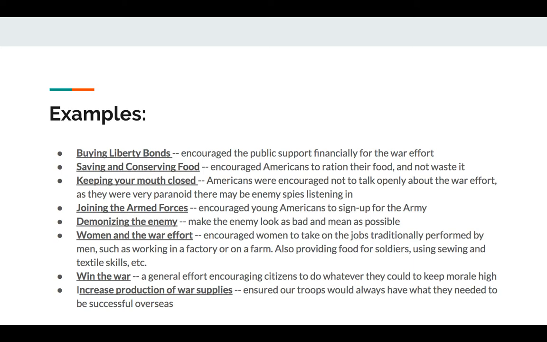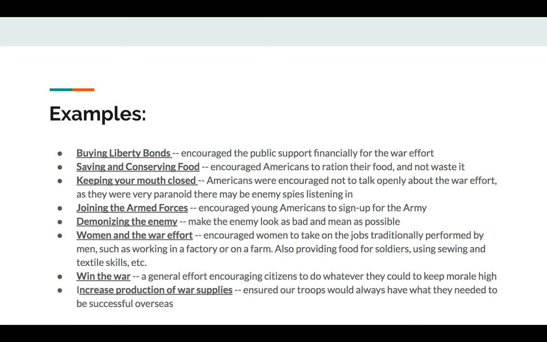Keeping your mouth closed was another message. At this time, people, especially Americans, were really paranoid that there were enemy spies listening in. So all Americans were encouraged not to talk openly about the war effort, for fear that somebody may hear something and go back and report it to Central Powers. Another message would be joining the armed forces. It encouraged young Americans to sign up for the Army or Navy.